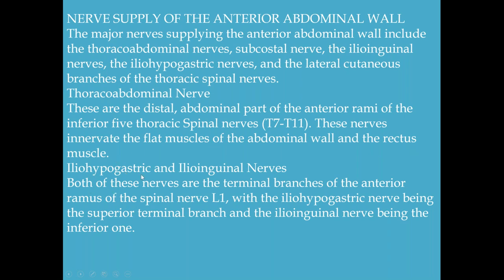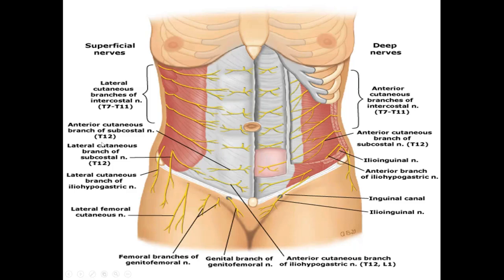What about the iliohypogastric and ilioinguinal nerves? Both of these nerves are terminal branches of the anterior ramus of the spinal nerve L1, with the iliohypogastric nerve being the superior terminal branch and the ilioinguinal nerve being the inferior one. So both originate from L1. The iliohypogastric is the superior terminal branch, and the ilioinguinal is the inferior one. So this is about nerve supply, the superficial nerve and the deep nerve.